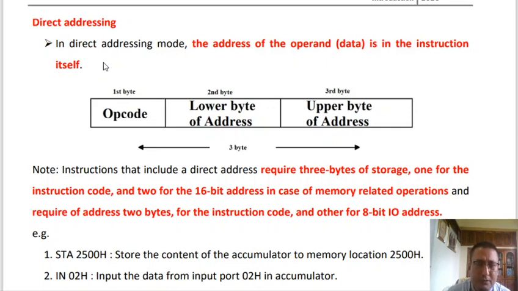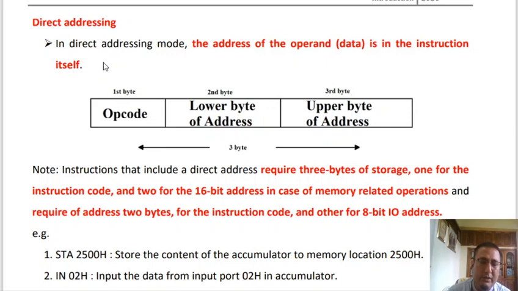Now, a very important thing that you need to notice. Whenever we are working with a memory location in case of direct addressing mode, we require 3 bytes. We require a byte for the opcode, a byte for the lower order address, and a byte for the higher order address, because the size of the memory address is 16 bits, right?